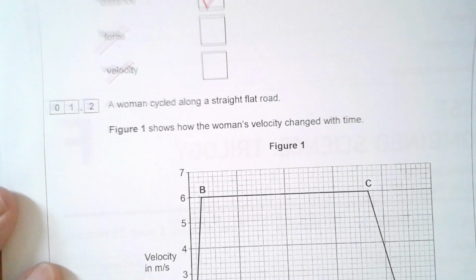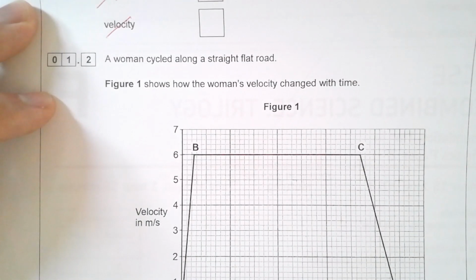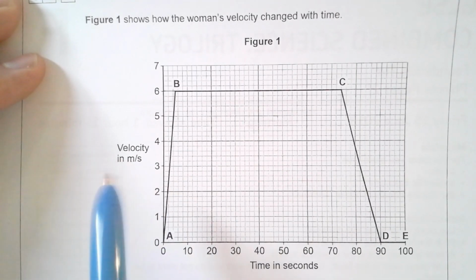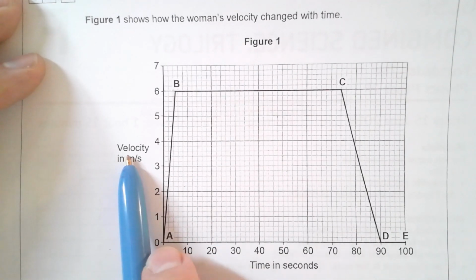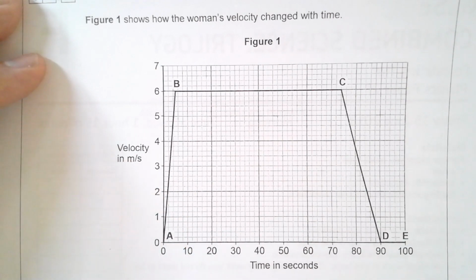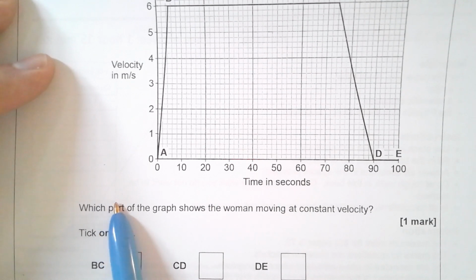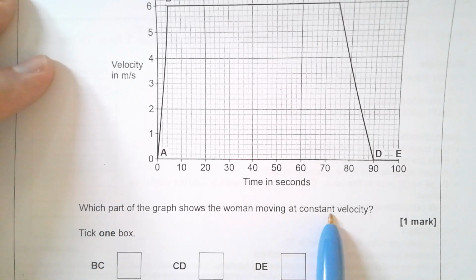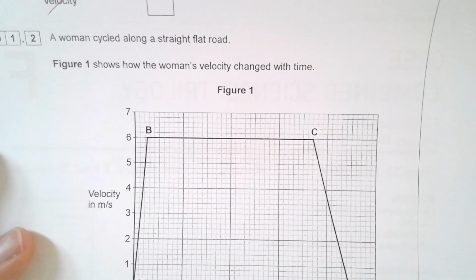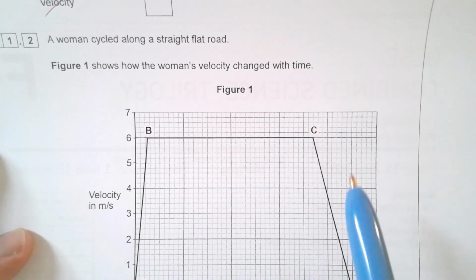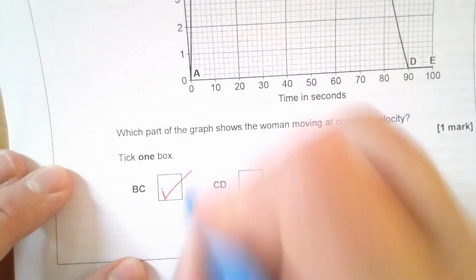Next we have a woman cycling along a straight flat road, and we have a nice velocity time graph here, so we need to make sure it's a velocity time graph rather than a distance time graph because we'll treat them differently. It's asking us which part of the graph shows the woman moving at a constant velocity. We're looking for a horizontal line where the velocity is unchanging, and between B and C it's constantly at 6 meters per second, so BC, constant velocity.